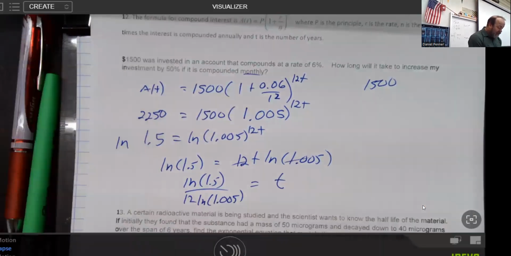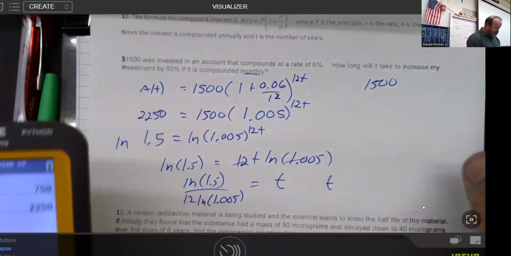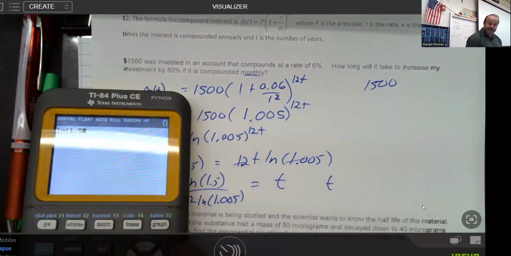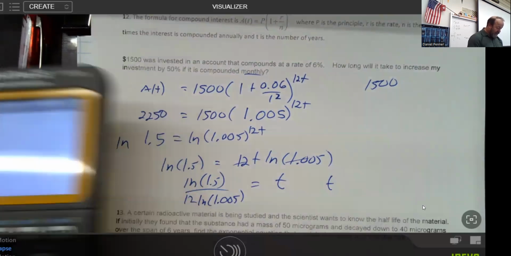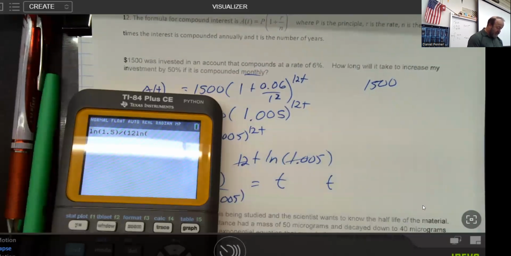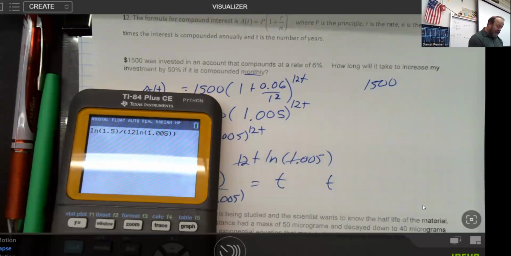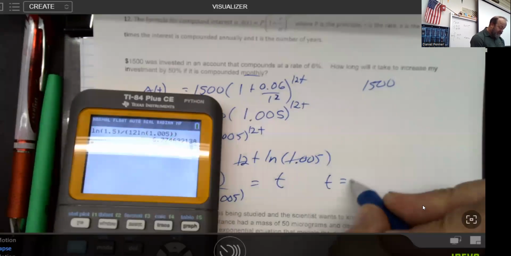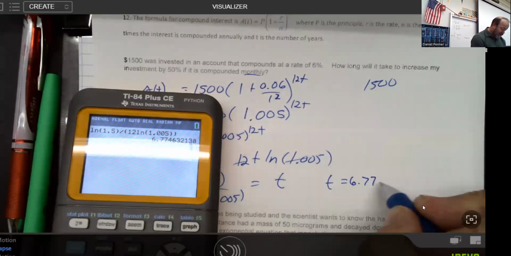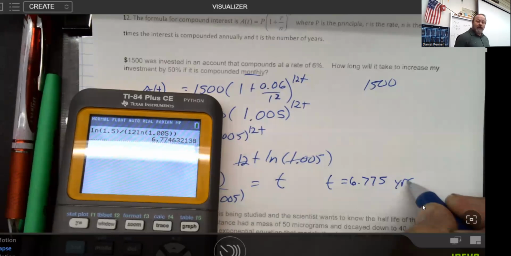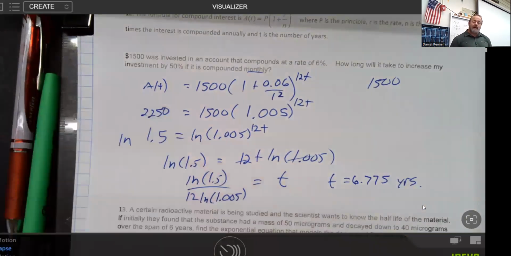So what that means is if I take the natural log of 1.5 and divide it by parentheses 12 natural logs of 1.005, this should be the amount of time it takes. So I've got t equals 6.775 years. So if I let my money run for just shy of 7 years, I should increase it by about that much. And that's actually a fairly modest rate of interest historically.